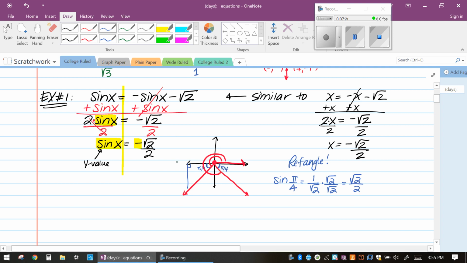Okay, so this would be 4 pi over 4, aka 1 pi. Remember, 4 divided by 4 is 1. And then 1 pi over 4 away from that would be 5 pi over 4. Over here, we've got 2 pi. If you write that with a denominator of 4, that would be 8 pi over 4. And take away pi over 4 from that, and that would give you 7 pi over 4.